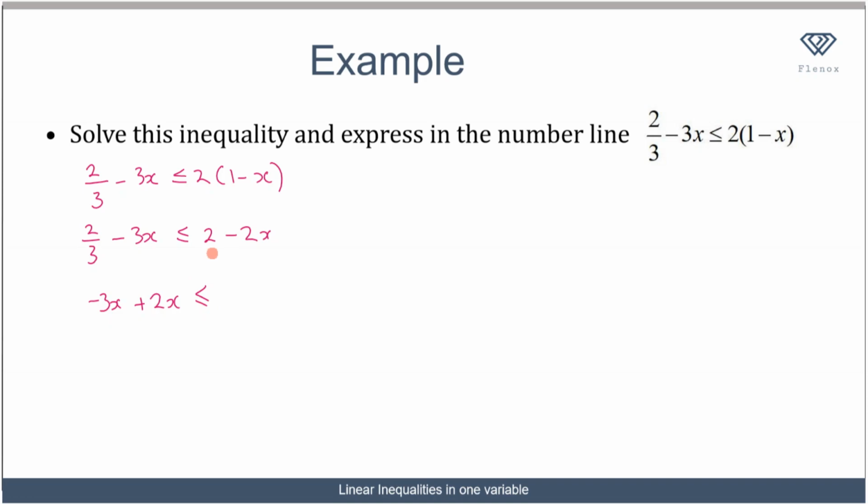Then we have is less than or equals to 2 minus 2/3. So what does this become? Minus 3x plus 2x gives me minus x is less than or equals to 2 minus 2/3, which gives me 4/3. So now I can divide both sides by -1. So when I divide both sides by -1, I have my x, and since I have divided by a negative number on both sides, I change my inequality sign to greater than or equals to and I'm left with -4/3.